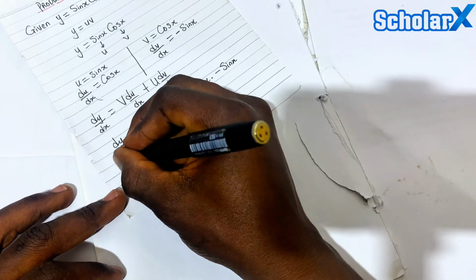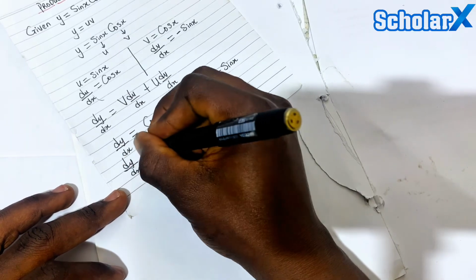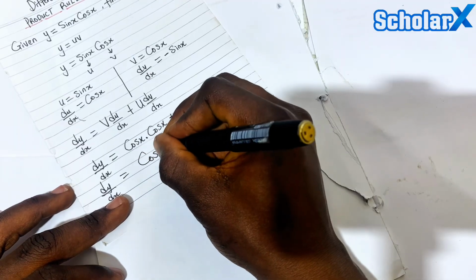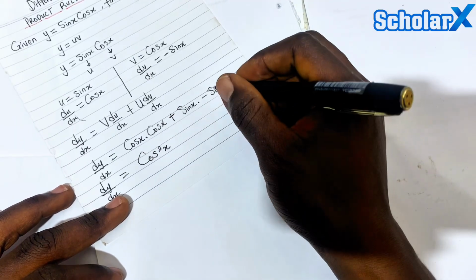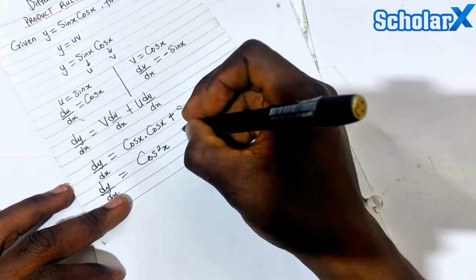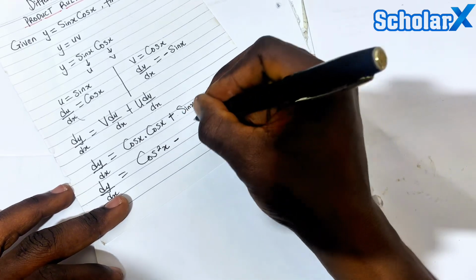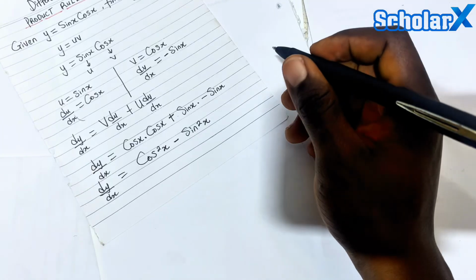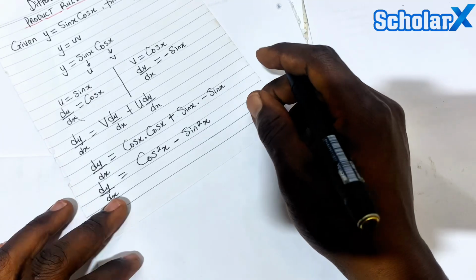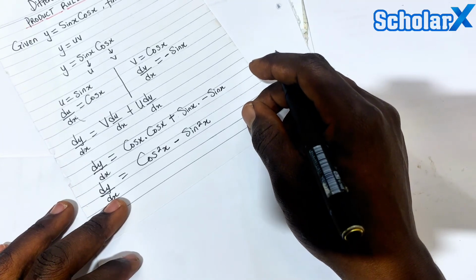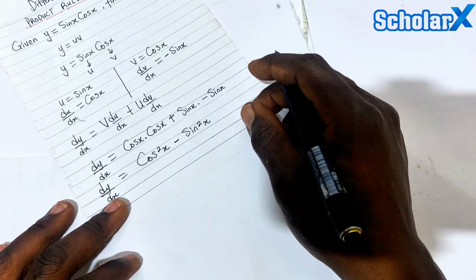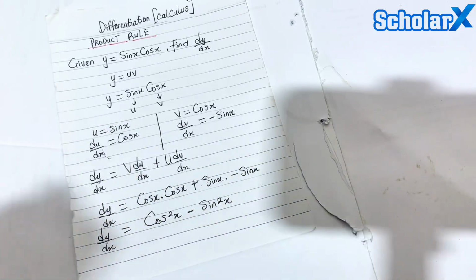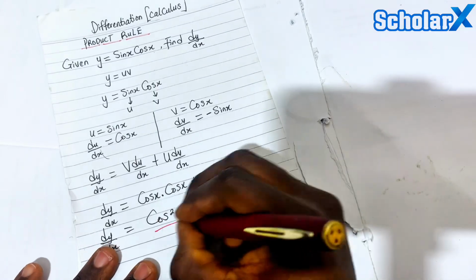All right. So this becomes dy/dx is equal to cos x times cos x gives us cos squared x. Then this times this gives us minus sin squared x. All right. This is what we have. So now this is an answer actually.